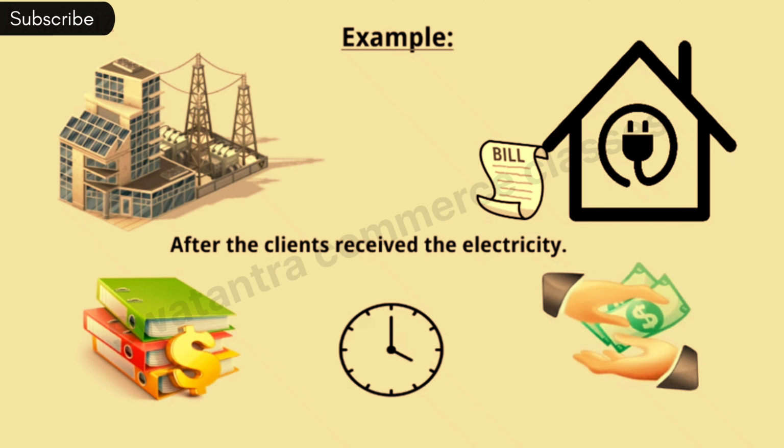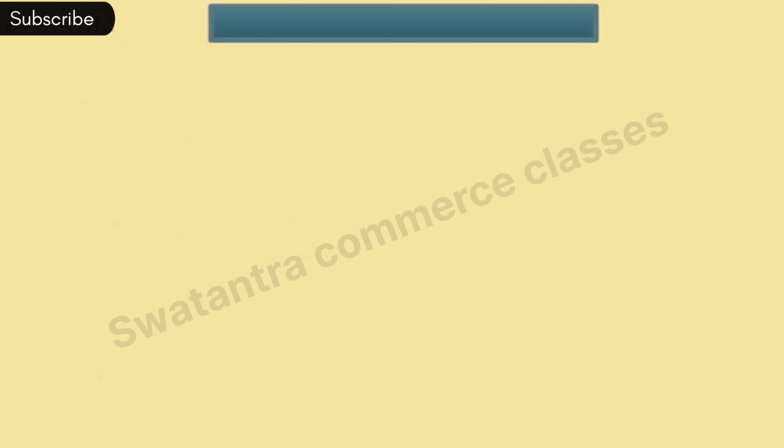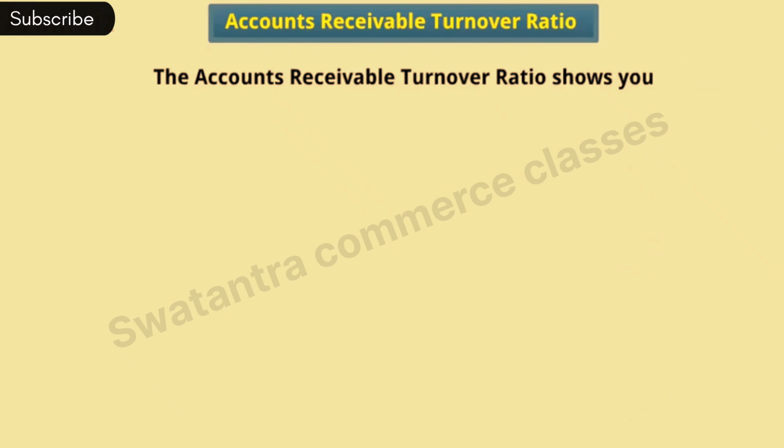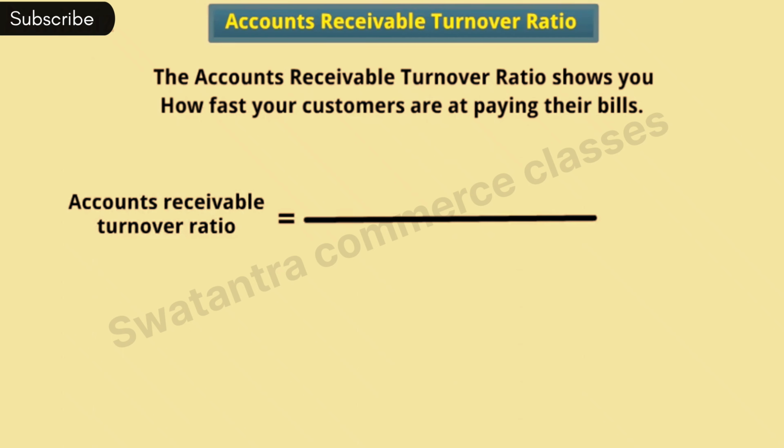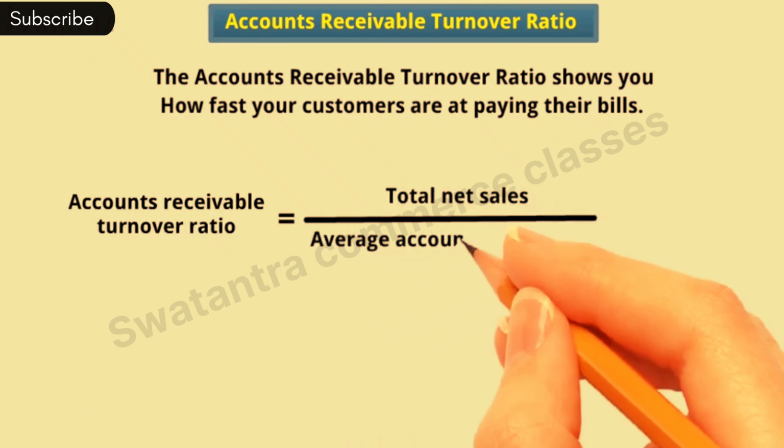Accounts receivable turnover ratio. Now let's come to what the accounts receivable turnover ratio is. The accounts receivable turnover ratio shows you how fast your customers are at paying their bills. We calculate it by dividing total net sales by average accounts receivable.